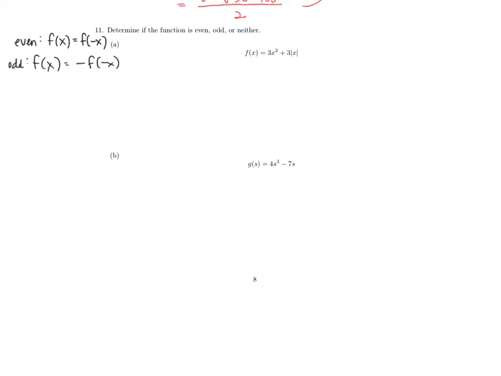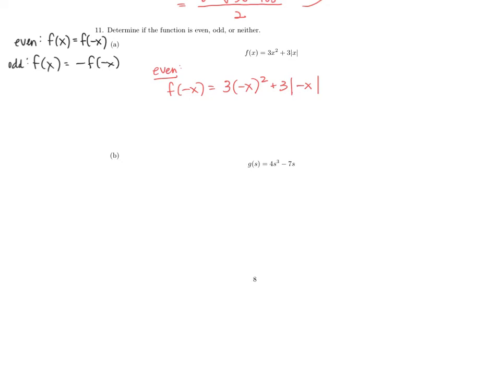So I always like to start by checking even every single time. And so if I'm going to check even, I need to show that f of x is equal to f of negative x. That means I need to find what f of negative x is. So to check even, I need to find f of negative x. That means I plug in negative x everywhere where there is an x. Okay, so let's see what happens here.